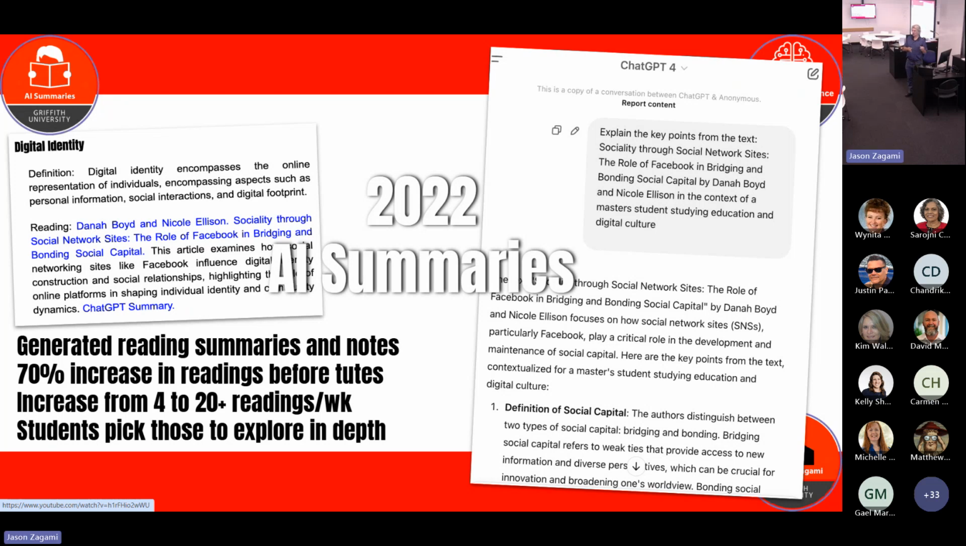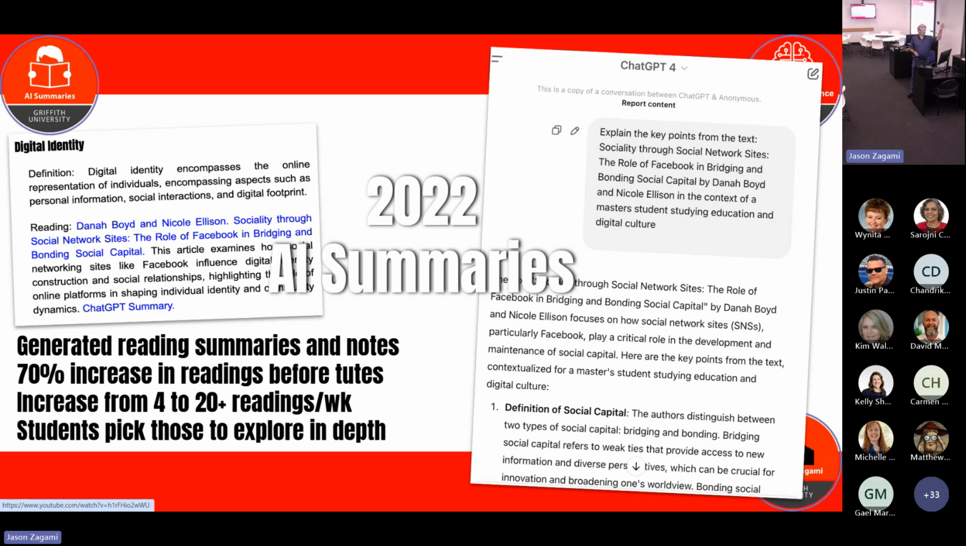The other aspect was, because I now had the ability to get them to look at the summaries, I could give them more readings. And so it went from 4 or 5 readings to about 20 readings, but the expectation was that they would only engage with 1 or 2 of those readings in any depth. And they could lead the discussions around those particular readings in the tutorials.